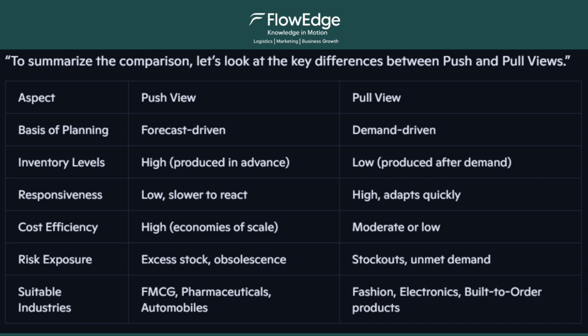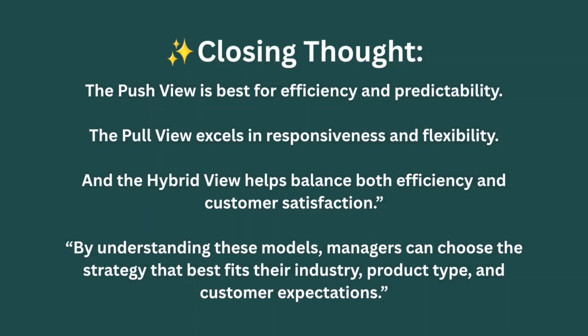Pull is flexible but riskier without stronger systems. And the hybrid model offers a balanced approach. Thus, to give it a closing thought, the push view is best for efficiency and predictability, whereas the pull view excels in responsiveness and flexibility, and the hybrid view helps balance both efficiency and customer satisfaction. By understanding these models, managers can choose the strategy that best fits their industry, product type, and customer expectations.